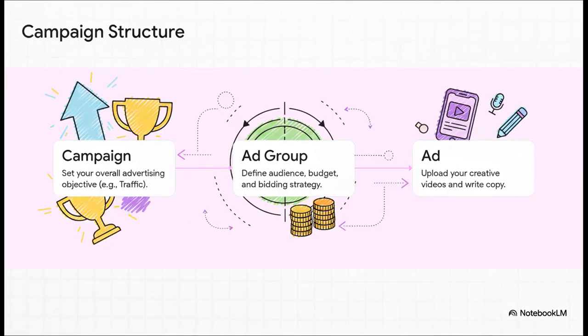Understanding this structure is so key. At the very top, you have the campaign level. That's where you set your main goal, like what are you trying to do? Then inside that, you have ad groups, where you decide who you're targeting and how much you'll spend. And then finally at the bottom is the ad level, where you put your actual videos and captions.